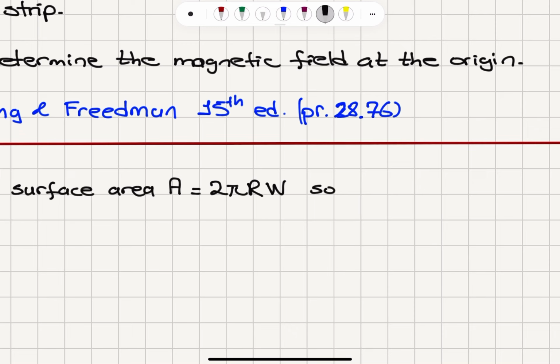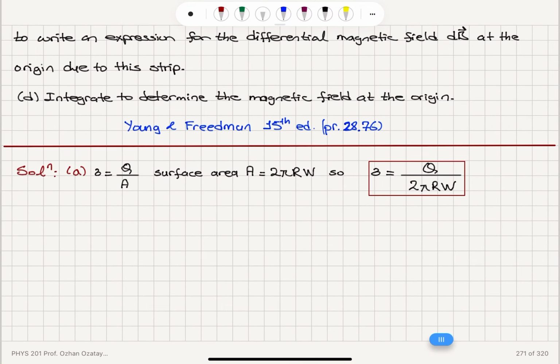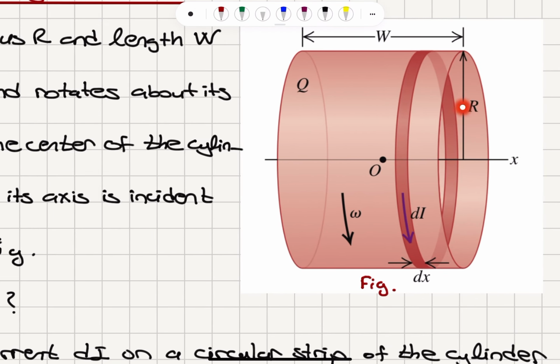So we can see that the charge density sigma is equal to Q, the charge it carries, divided by 2 pi capital R W. That is the charge density. Okay, let's look at part B. What is the differential current dI on a circular strip of the cylinder centered at x and width dx? So this is basically the strip. So we're asking the current carried by this strip.